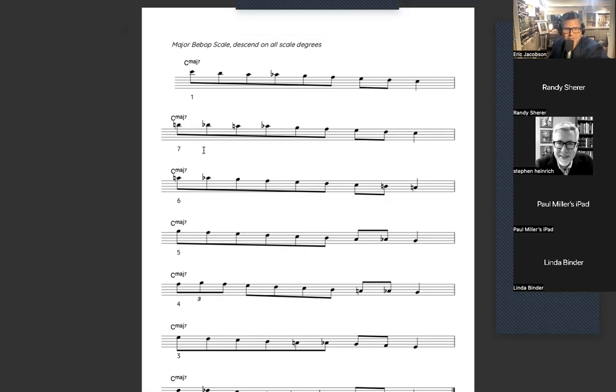Okay, starting on the 7th, you're going to go down the 7th. Same kind of situation. To make you land on the beat, you have to add a chromatic note with the 7th on the major bebop scale. In C major, that would be B flat or A sharp, however you want to think. And that would sound like this. Easy. You got it.